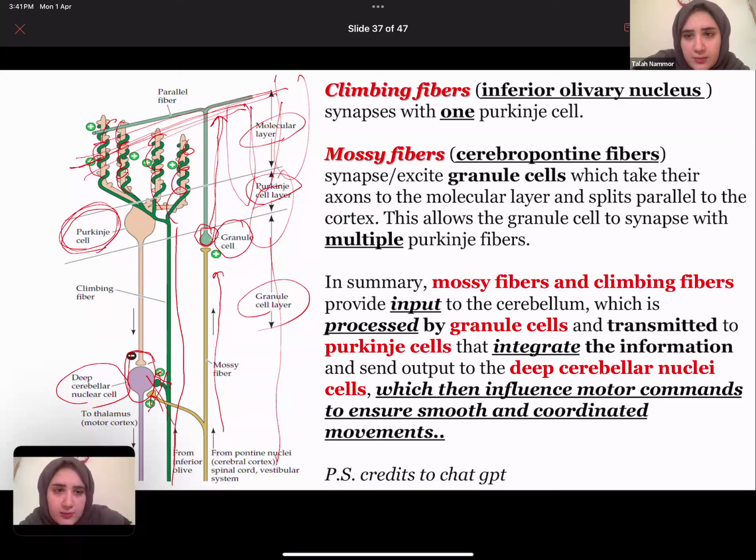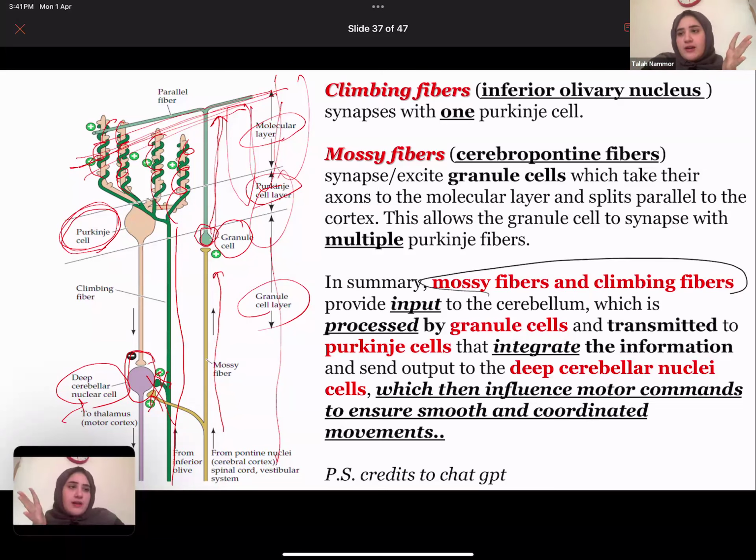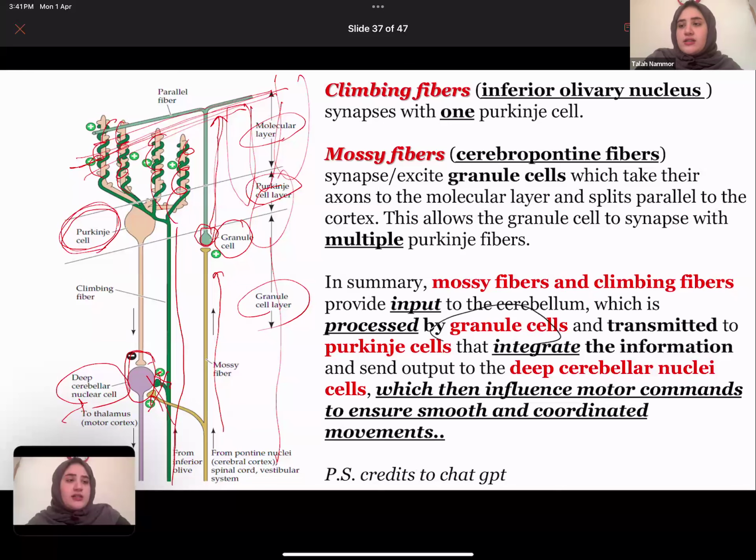I really don't care about this part. Just know that the Purkinje cell is the main source of communication with the deep cerebellar nuclear cell. So what will the mossy fiber and climbing fiber do? They will provide input to the cerebellum. They take input from all of the body and give it to the Purkinje cell. I don't care if it's by granule cell or whatever. Basically, the granule cell just processes whatever the mossy fiber gives it, and gives it to the Purkinje cell.